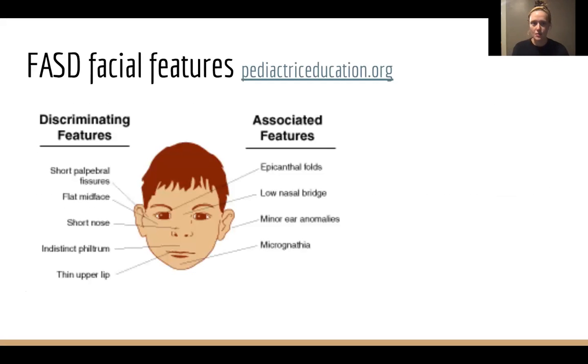So here's an example of what some of the facial features of a child with FASD may look like. As you can see, the flat midface, the shorter nose, the thin upper lip, and there can be some ear abnormalities as well, and the low nasal bridge.